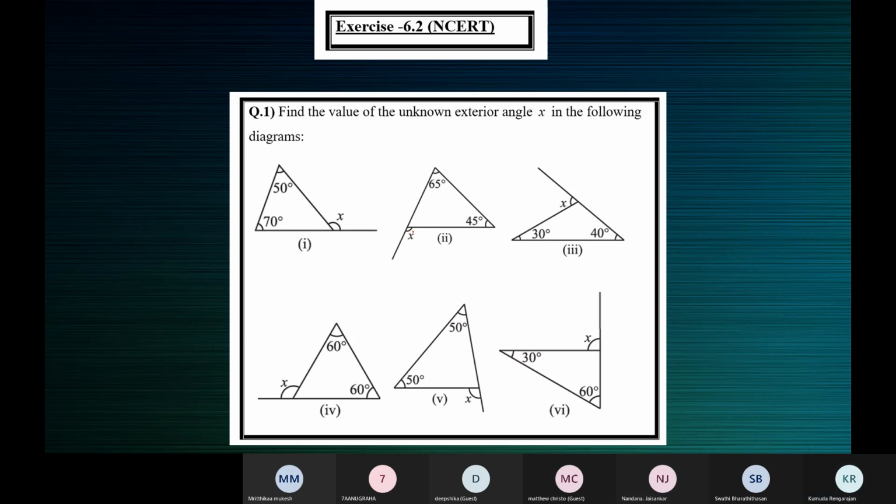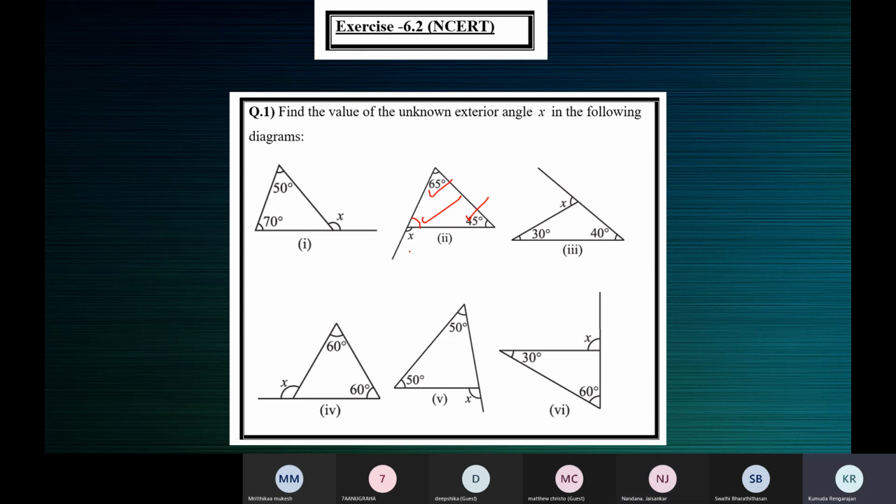Very good. So in the second figure, children, is x an exterior angle? Yes, ma'am. Why is it an exterior angle? How was it formed? Is it inside the triangle or outside the triangle? Ma'am, it's outside the triangle, because the line is produced. Correct. So these are the three interior angles: 65 degrees, 45 degrees, and this angle. They are inside the triangle.